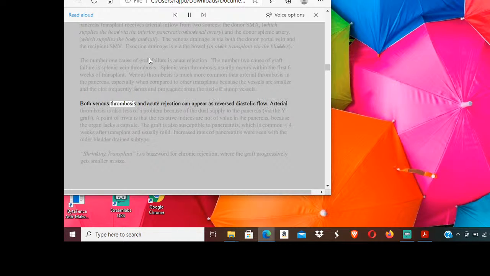Both venous thrombosis and acute rejection can appear as reversed diastolic flow. Arterial thrombosis is also less of a problem because of the dual supply to the pancreas via the Y-graft. A point of trivia is that the resistive indices are not of value in the pancreas because the organ lacks a capsule. The graft is also susceptible to pancreatitis, which is common 4 weeks after transplant and usually mild. Increased rates of pancreatitis were seen with the older bladder-drained subtype.